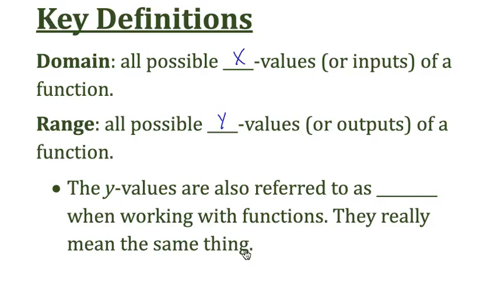Now with function notation, the y values are also referred to as f of x. And it doesn't have to be f, it could be g or really any other letter. That's just the name of the function. This does not mean f times x, it's the name of the function and the input. So f of x and y really mean the same thing.